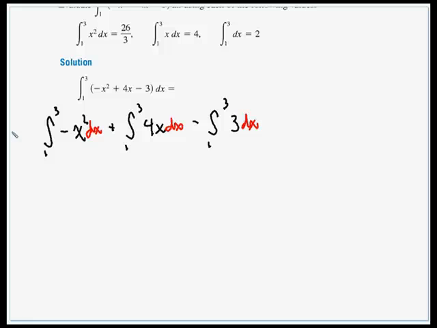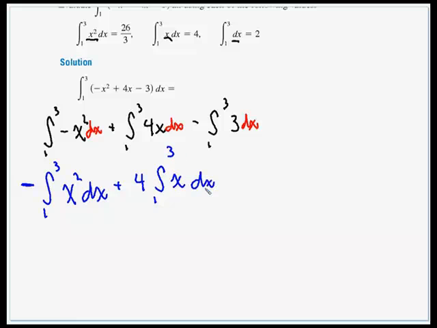Now, we have values for x squared and x and dx, so let's make it look a little more like that. Here we have our integral from 1 to 3. We have that negative, so let's pull that negative out front: negative the integral from 1 to 3 of x squared dx. Plus, here we have a 4x, so let's pull the 4 out front: 4 times the integral from 1 to 3 of x dx. And then here we have just a constant, a 3. Let's pull that out front: minus 3 times the integral from 1 to 3 of dx.